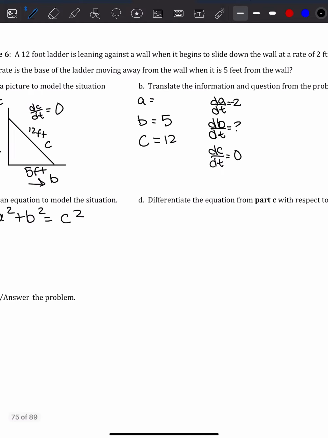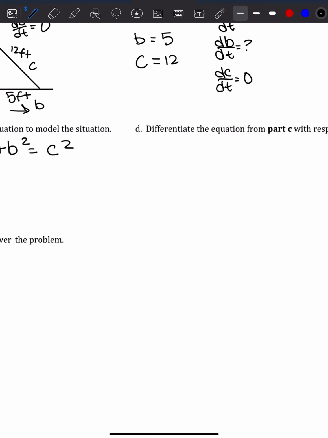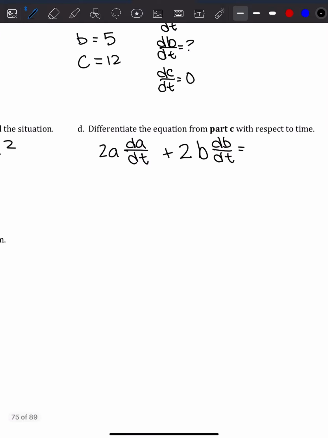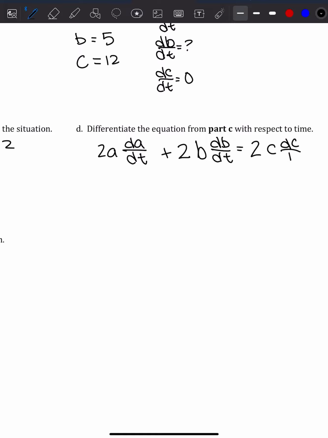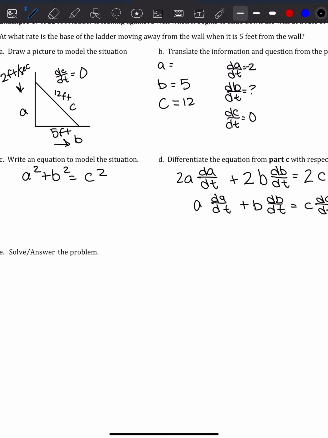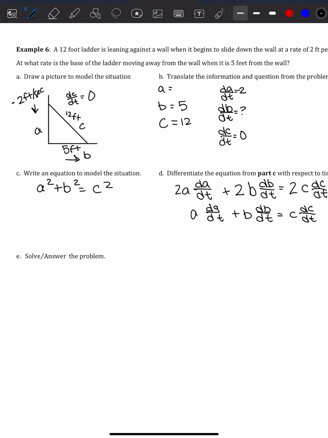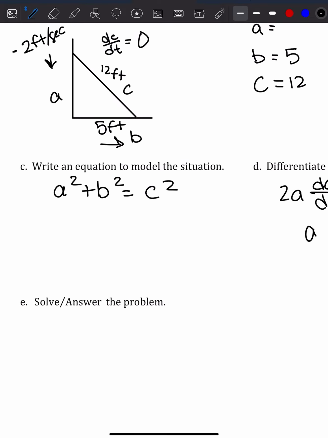Okay, differentiate the equation with respect to time. So we're going to differentiate the Pythagorean theorem. So we have 2a dA over dt plus 2b dB over dt equals 2c dC over dt. They all have a 2 in common, so I can get rid of that. Okay, so looking at this, I need A, B, C, and then I need the rates of change. So I need to figure out what A is before I can do anything else.